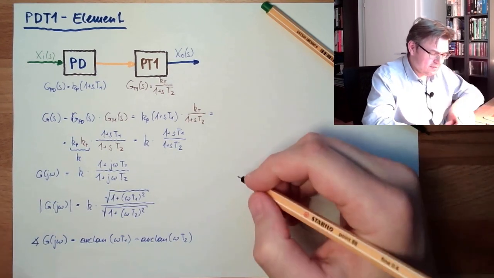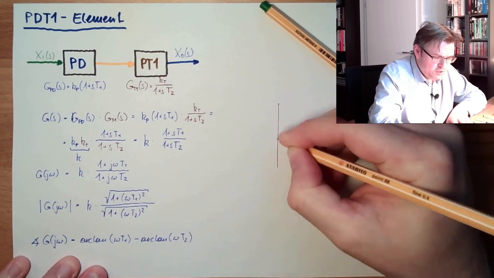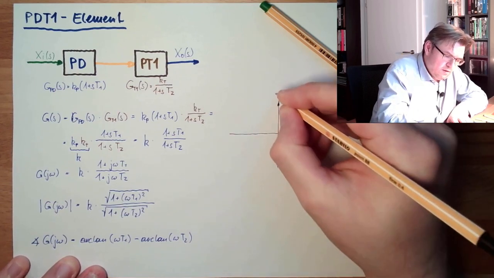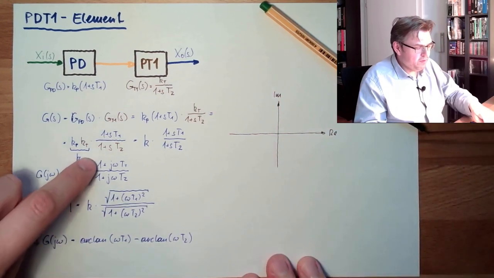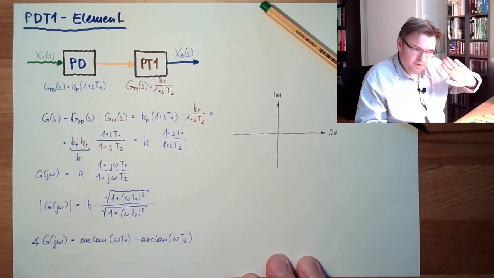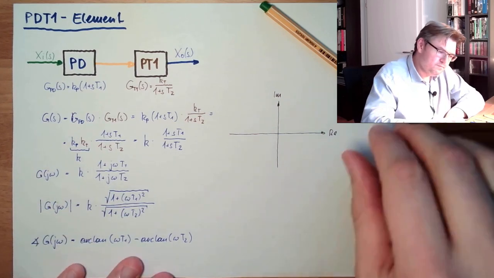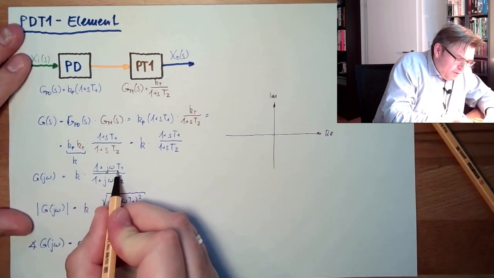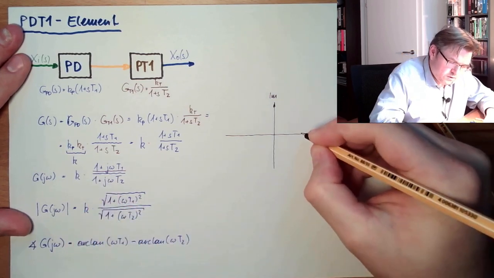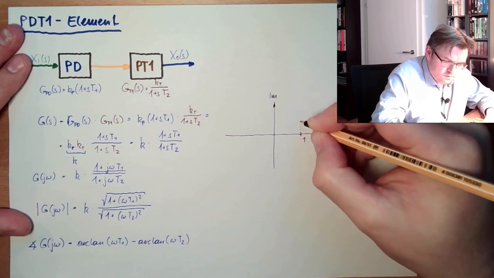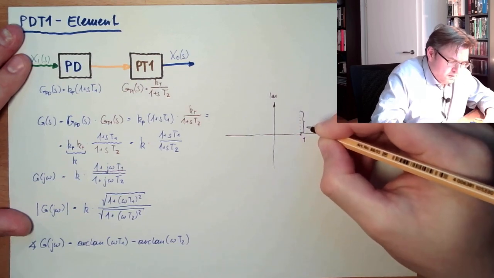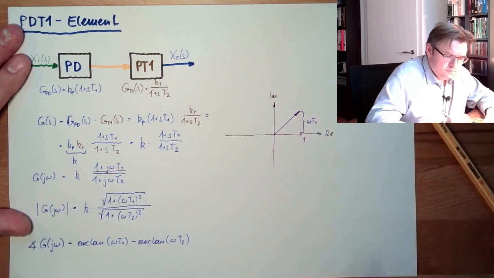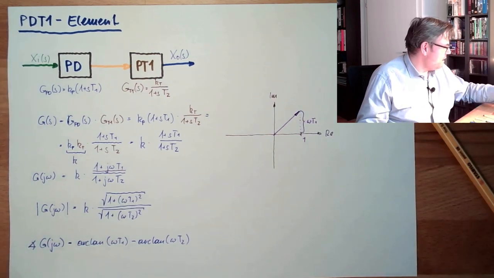Let's draw this. Let's try to analyze this situation here. Real, imaginary. I will only draw those two parts because it's multiplication with K. It's just getting longer. It's not really that complicated. Let's have a look at this term here, 1 plus j omega T1. So here's 1. Here is omega T1. So this is the upper term. Now let's have a look at this term here.